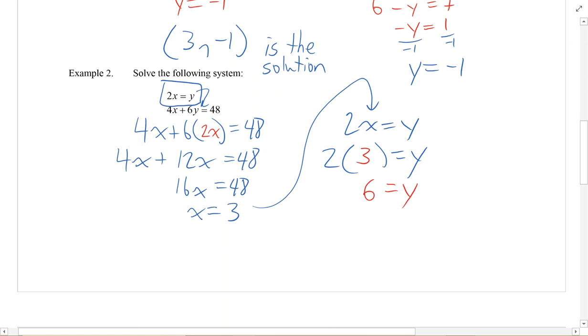So what is the solution? The solution is bracket 3, 6 bracket. Okay, you must have your brackets.